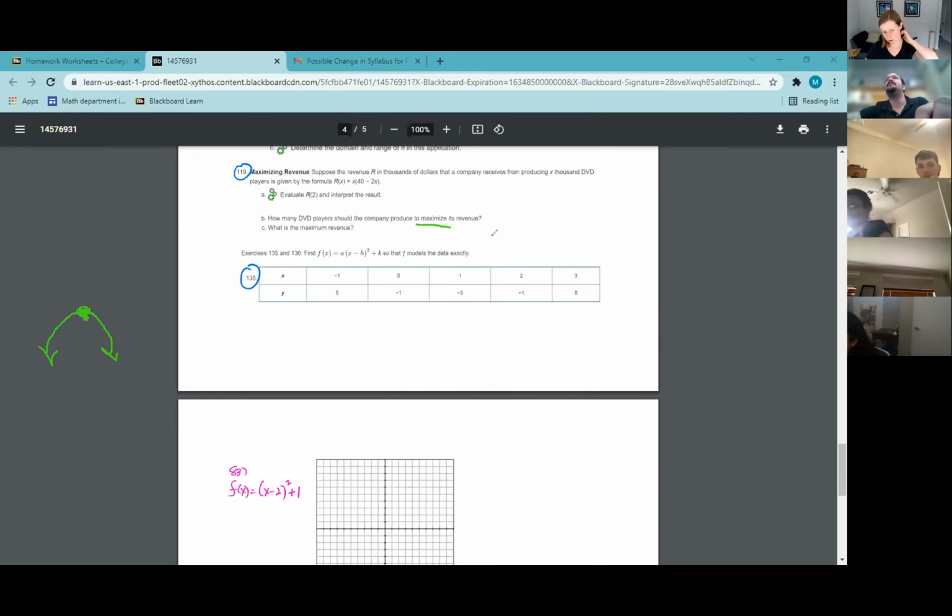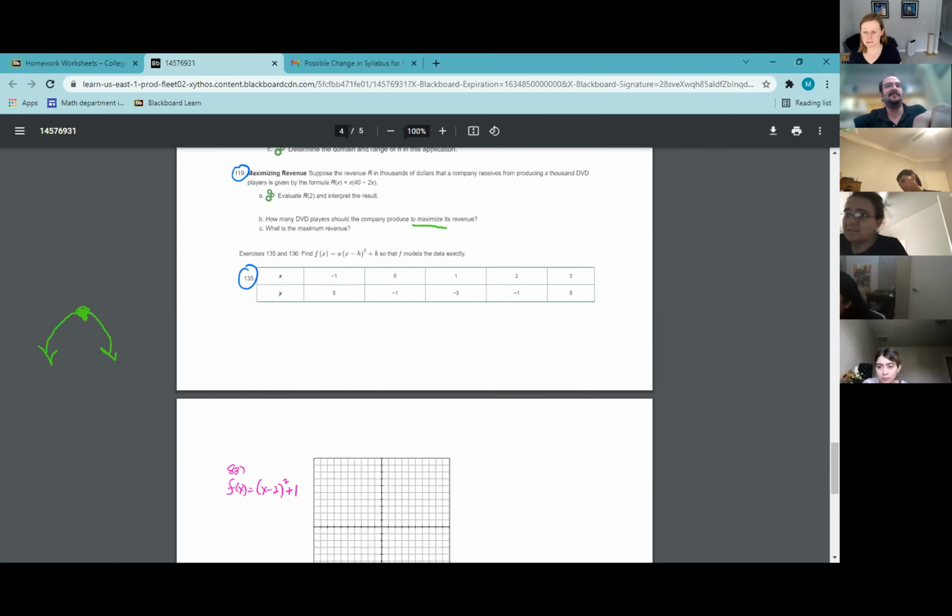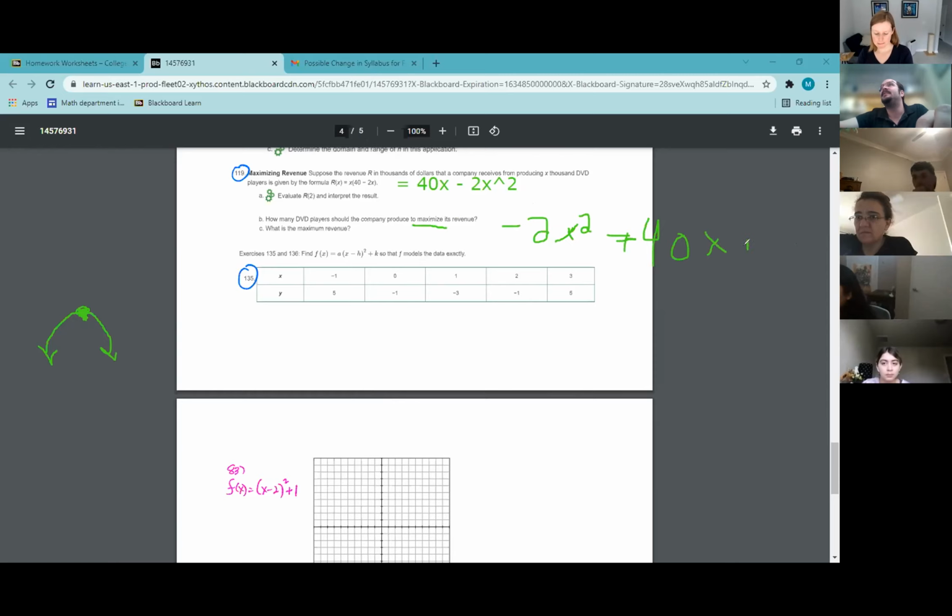I'll finish this one up real quick. To maximize it, we have to do a little bit of cleaning up. We distribute things: 40x minus 2x squared equals 72,000. Rewrite that so that minus 2x squared is the leading term: minus 2x squared plus 40x plus 0.